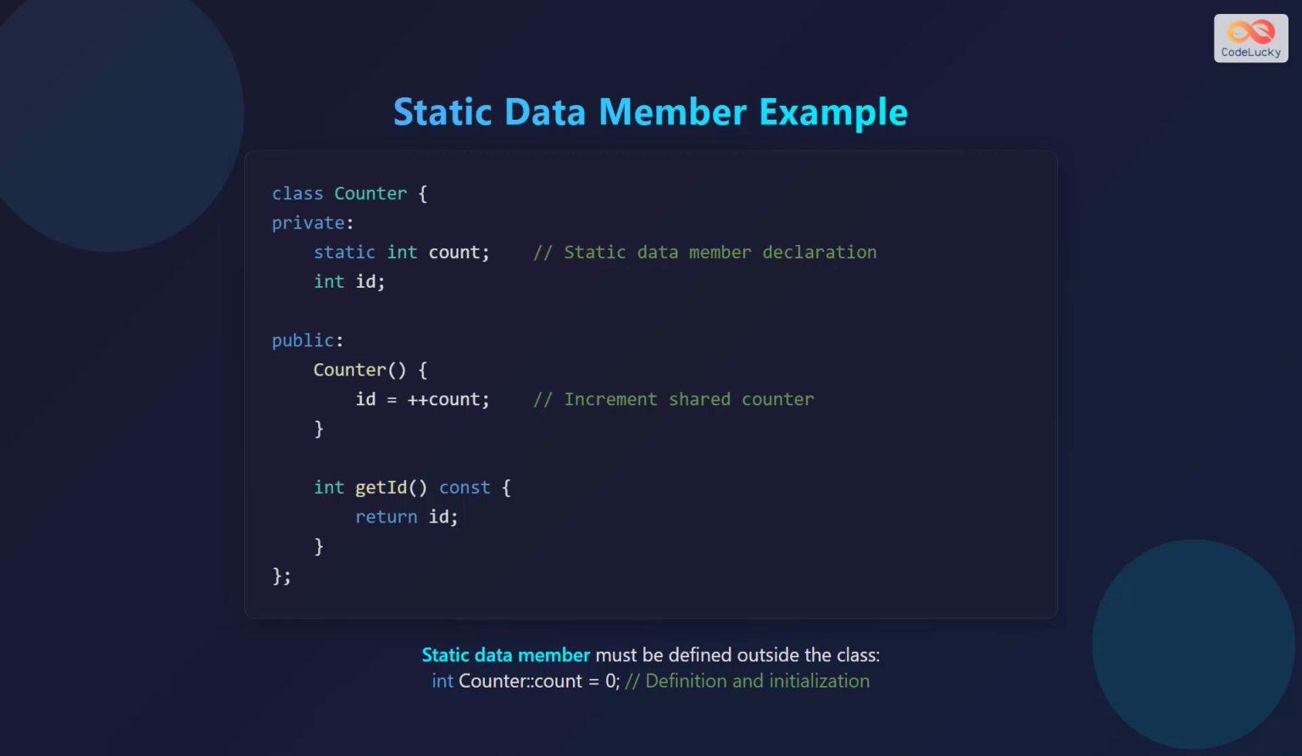Remember that the static data member must be defined outside the class. The syntax is int Counter::count = 0. Here we are defining the static data member count and initializing it to 0.